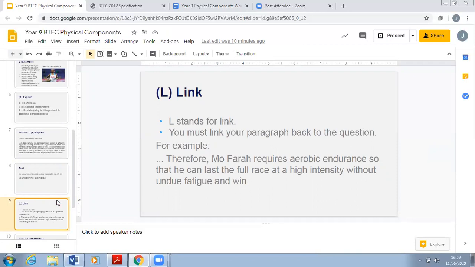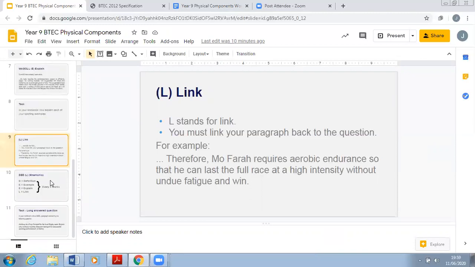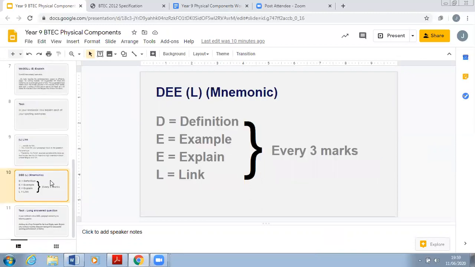It just shows that you understand fully what has been asked of you. So our link here is, therefore, Mo Farah requires aerobic endurance so that he can last the full race at a high intensity without undue fatigue and win. And there's our DEAL. There it is in its finest.